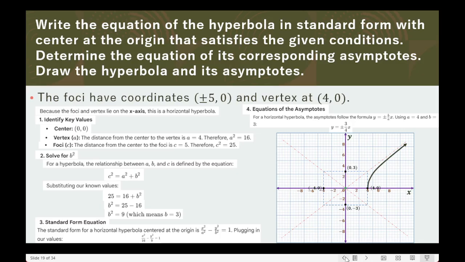Then, using a smooth curve, we can now draw the hyperbola. And make sure that you draw the hyperbola so that it will never touch any of the two asymptotes, like this. Okay. So this is the graph of the hyperbola.